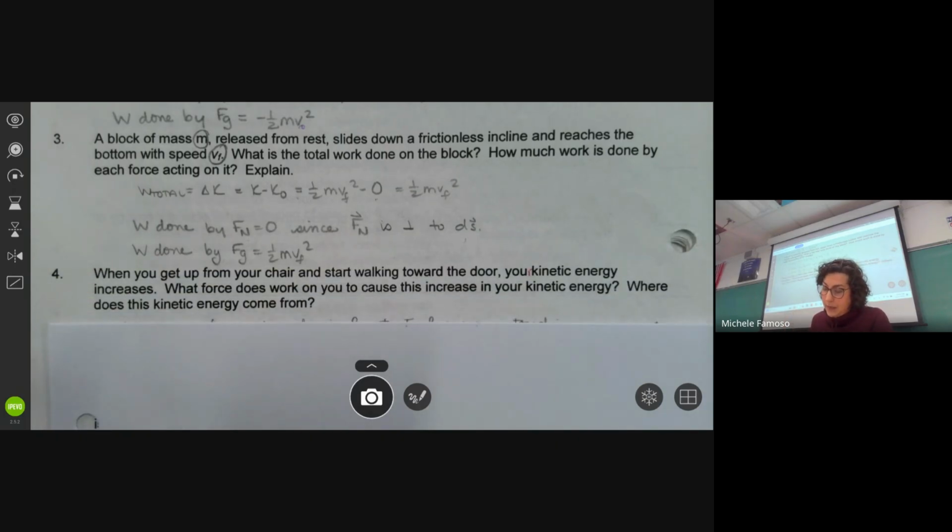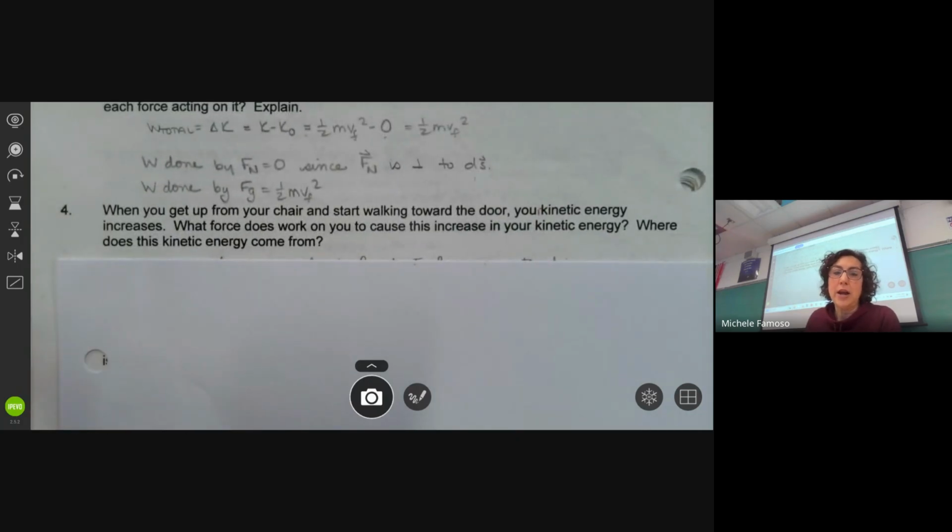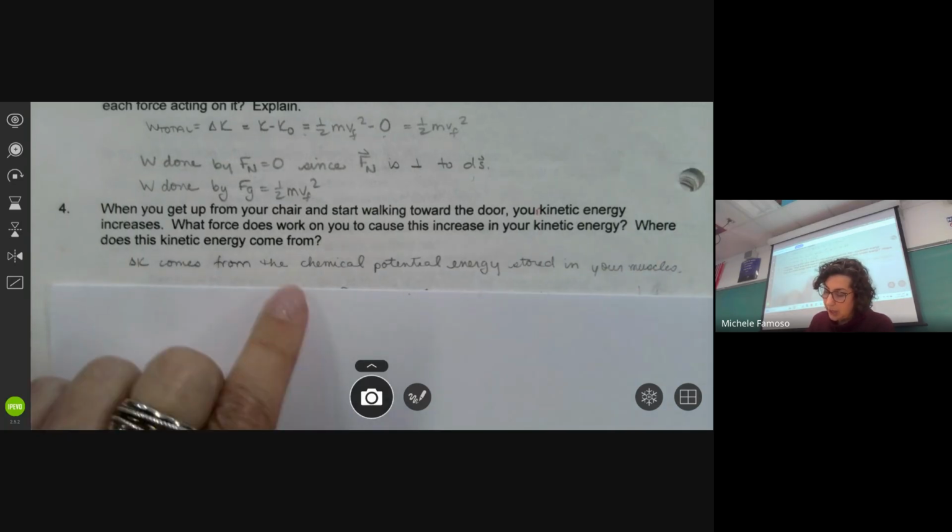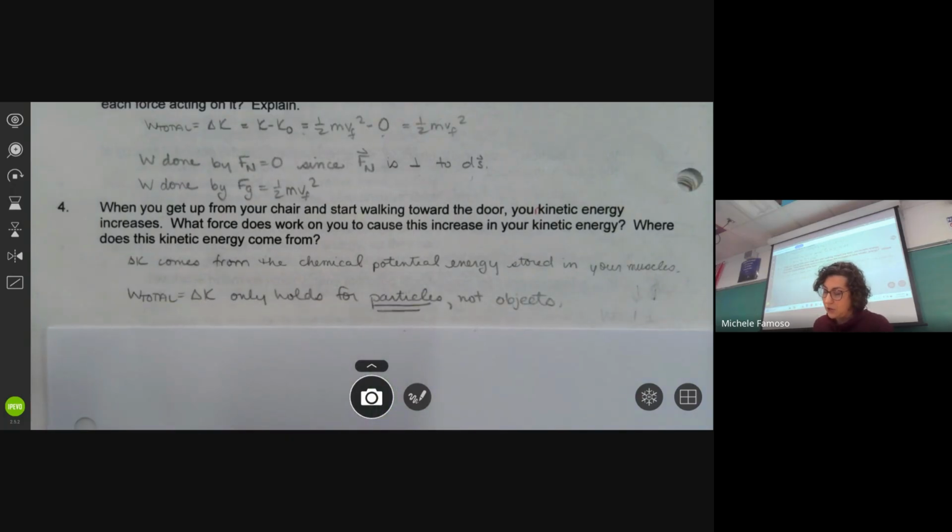Number 4, when you get up from your chair and you start walking toward the door, your kinetic energy increases. What force is doing work on you to cause that increase in your kinetic energy? And where is that kinetic energy coming from? What is doing work on you to increase your kinetic energy, Matt? Static friction. And it's really coming from the chemical potential energy that's in your muscles.